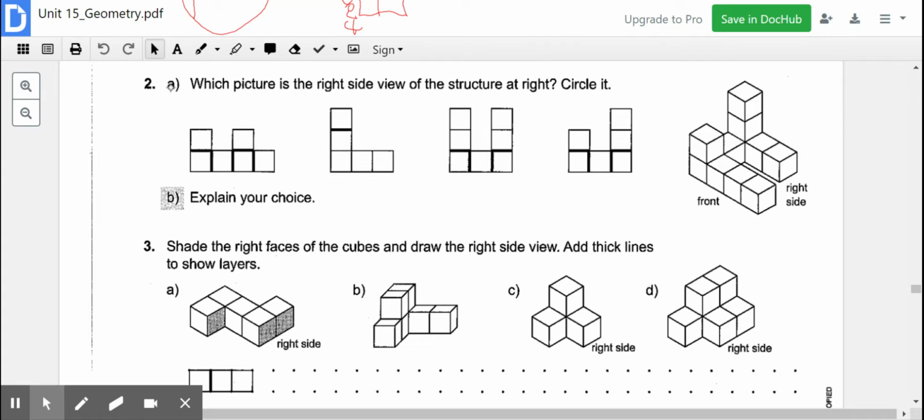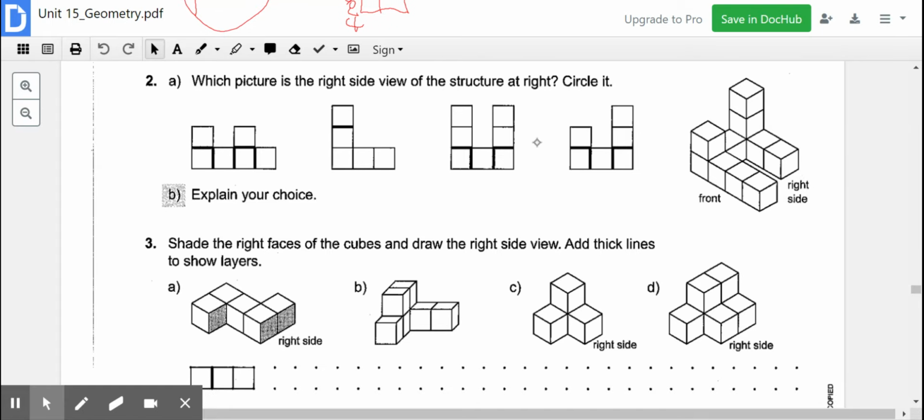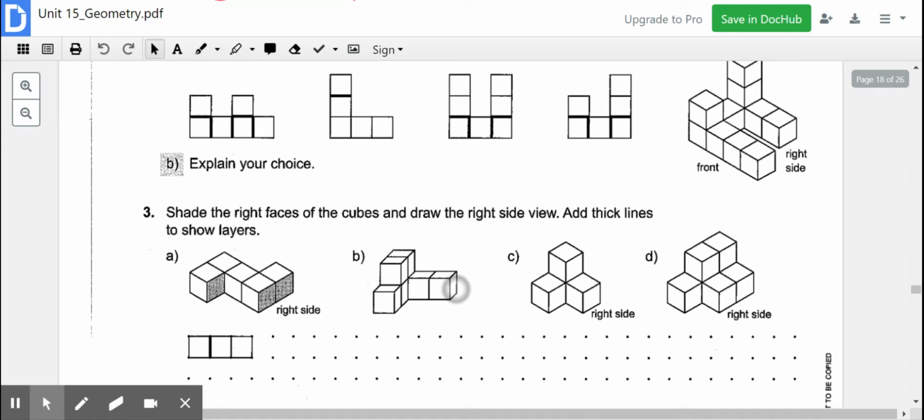All right, number 2 says, which picture is the right side view of the structure at right? Circle it. So they're saying this is the front, this is the right side. If I were to rotate it so I was looking from the right side, which one would I see? Okay, and they want you to choose one of those. This one, this one, this one, and this one, and then explain why you chose it. Go ahead and do that one now.